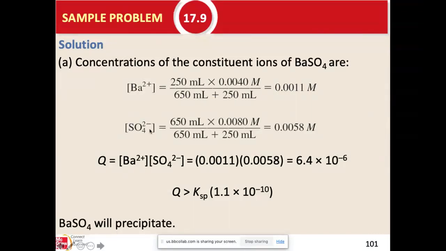For the SO4 2 minus ion, again, the total volume of the solution is the two volumes together, and I need to find the concentration of SO4 2 minus. Once I have those, I will multiply them, and I will see that Q equals 6.4 times 10 to the negative 6. I will compare the Q with the KSP of barium sulfate. Q is greater than the KSP. Because Q is greater than the KSP, the precipitate of barium sulfate will occur.